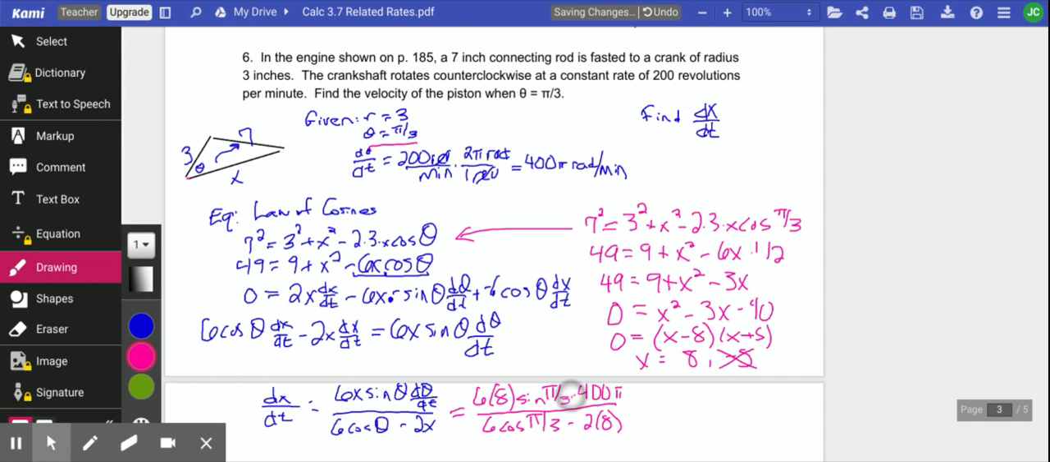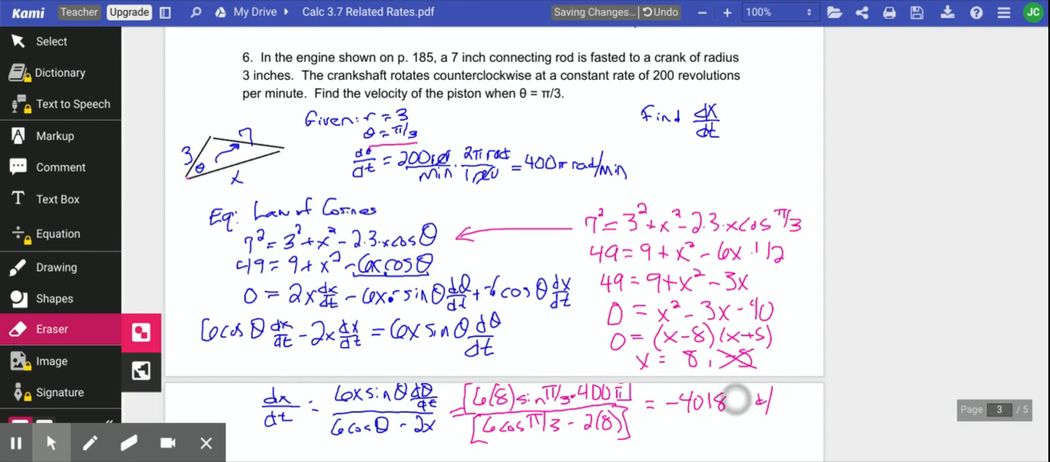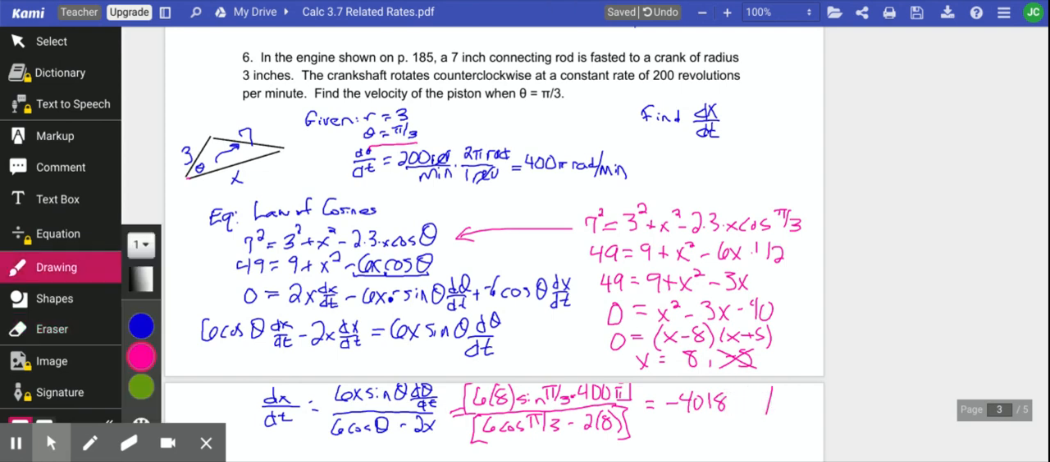So you can put it all in your calculator. I do recommend, if you do that, put the numerator and the denominator in brackets. You can simplify it a little bit before you attempt to do this. I think the answer is negative 4,018. And our units are radians per, no, not radians, because we're not talking about an angle. Inches. Speed is in inches per minute, right? Because it's a 7-inch rod, and we're in minutes. Yep. So inches per minute.